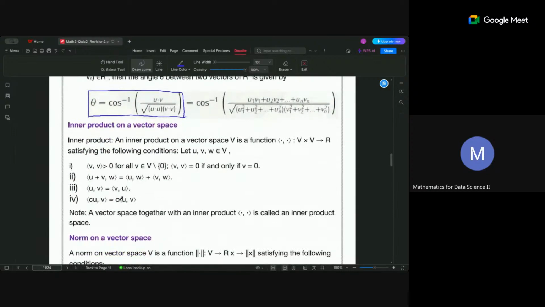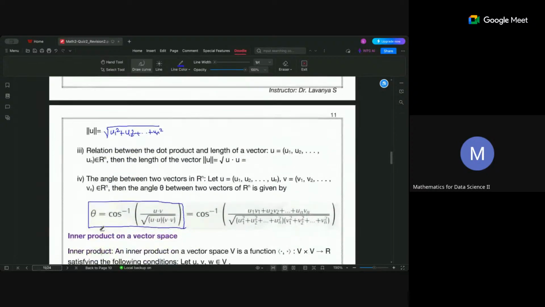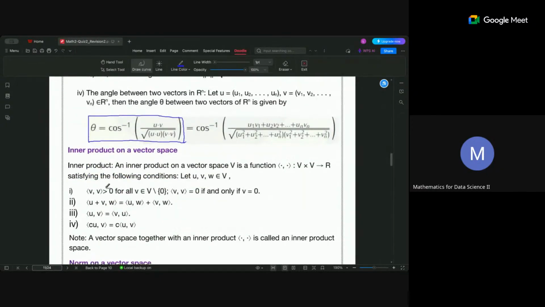We have what is called the inner product. Whatever properties are satisfied for a dot product, these properties are summarized and we call it an inner product. What are they? This property is called positivity. The inner product between any two vectors is always positive, and 0 only for the 0 vector. And the inner product satisfies the linearity property for the first variable.